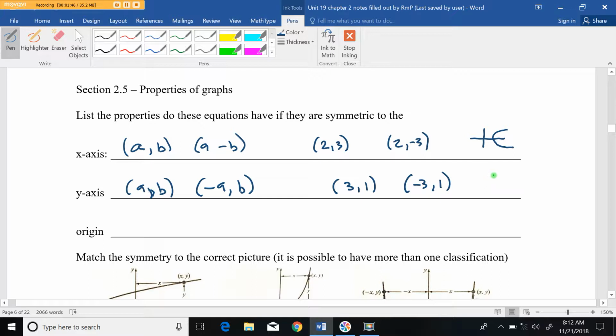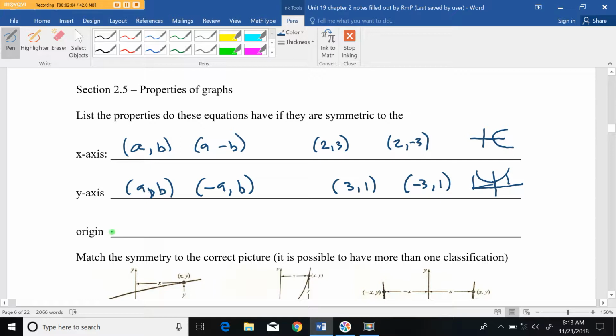So, example of that, maybe some sort of parabola that opens this way. (3, 1), not to scale, (minus 3, 1). So again, not to scale. And again, these are just quick little sketches to kind of demonstrate what that looks like.